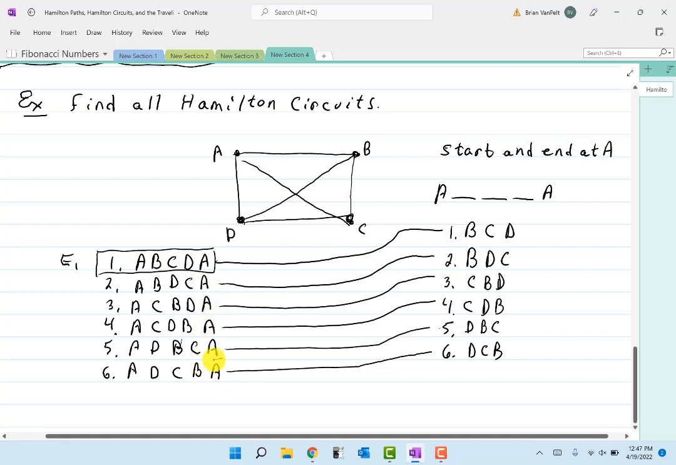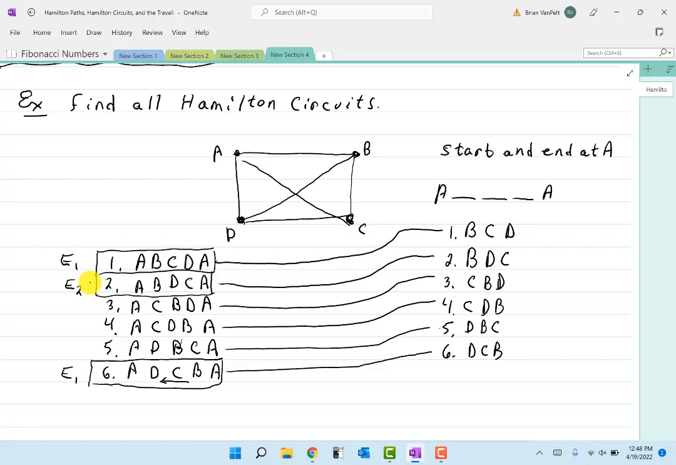Right here, look at number 6. In its reverse direction, it is A, B, C, D, A, just like I had. So those 2 are exactly the same circuit. Now let's take a look at my next one. I'll call this essential circuit 2. So that's A, B, D, C, A.